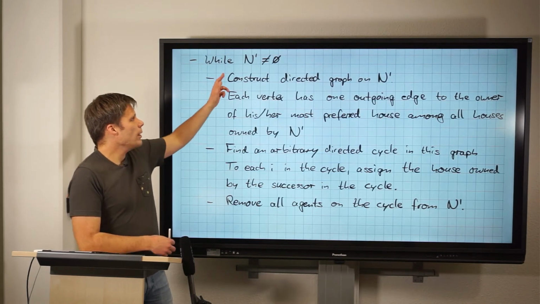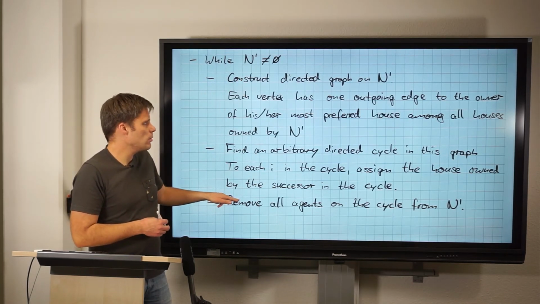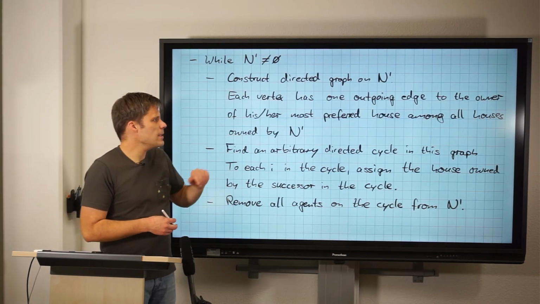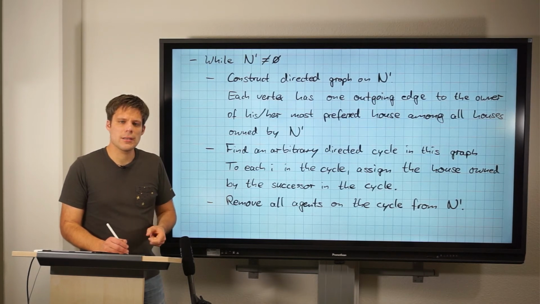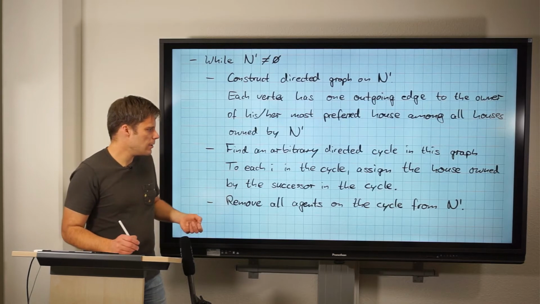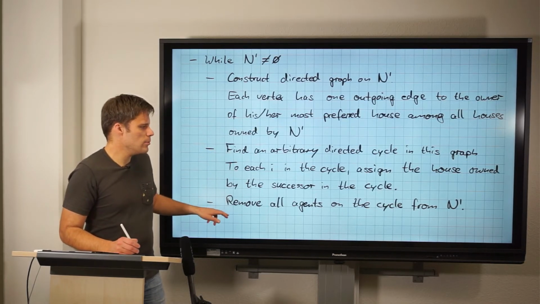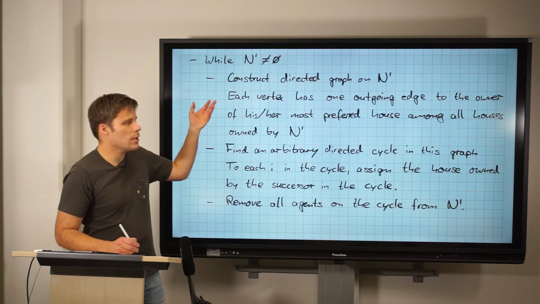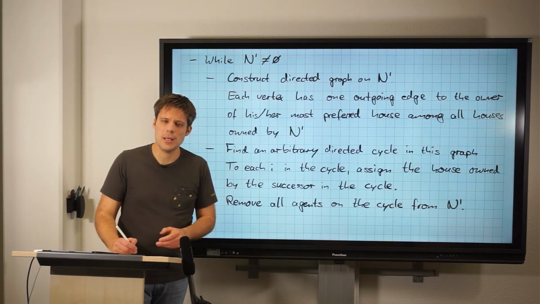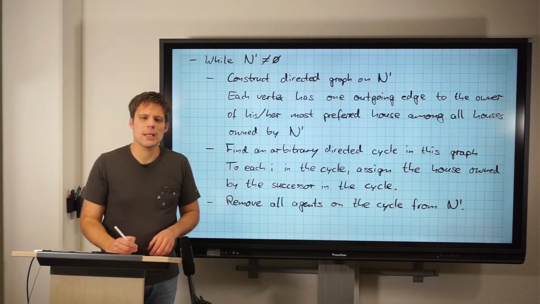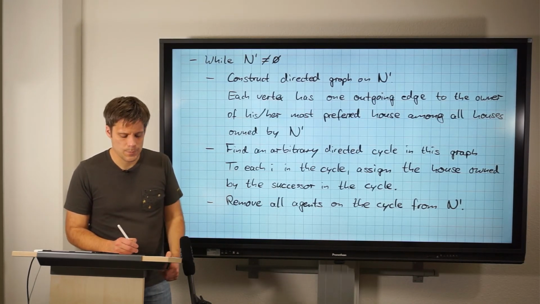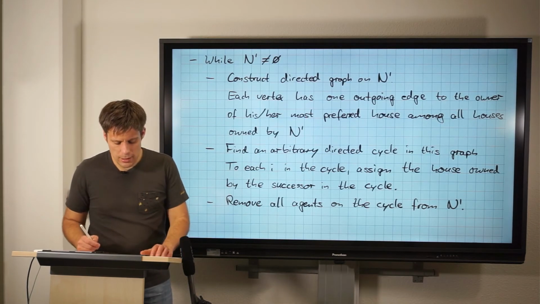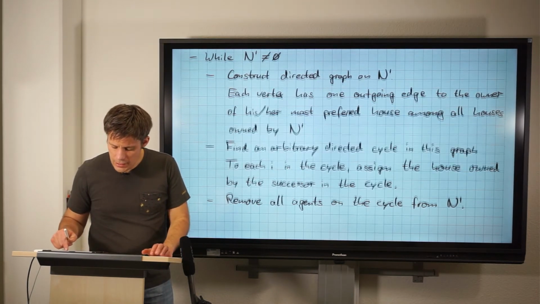So why does this work? This will work if we can always find a directed cycle in this graph. If there is always a directed cycle in this graph, then we'll always be removing some agents, and then over time, because we have only finitely many agents, we'll end up with the empty set, and this will terminate. Why is there always a cycle?